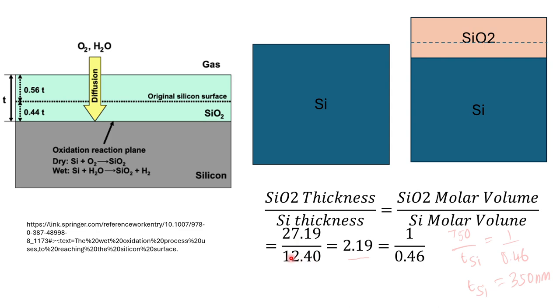Silicon dioxide molar volume is 27.19 and for silicon it is 12.40. So the ratio becomes 2.19. If we take the inverse of that, it is equal to 0.46. So what it means is, let's say we have 1 micron of SiO2, then 460 nanometer of silicon would have been consumed.